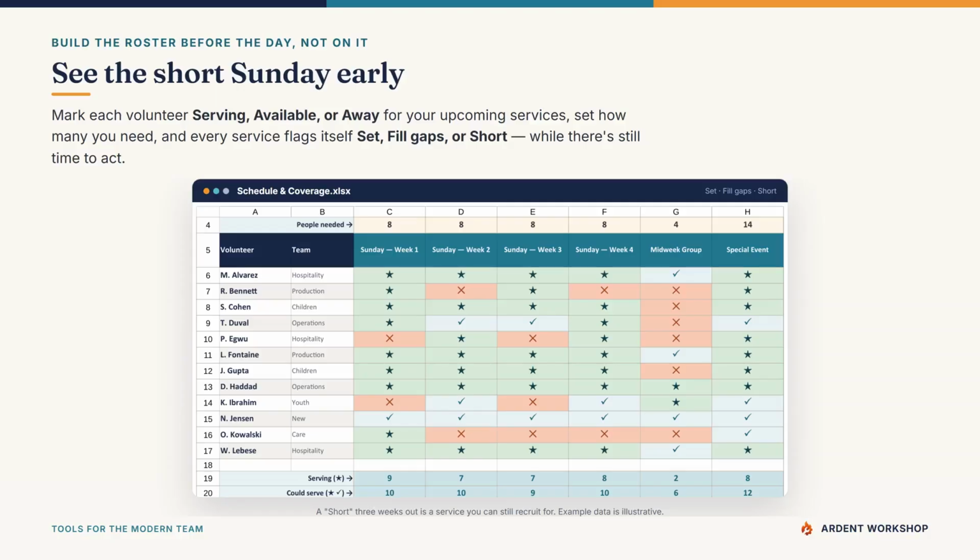Mark each volunteer as serving, available, or away for your upcoming services, and set how many people you need. Every service flags itself as set, fill gaps, or short. So you spot the thin Sunday 3 weeks out, while there is still time to ask someone.